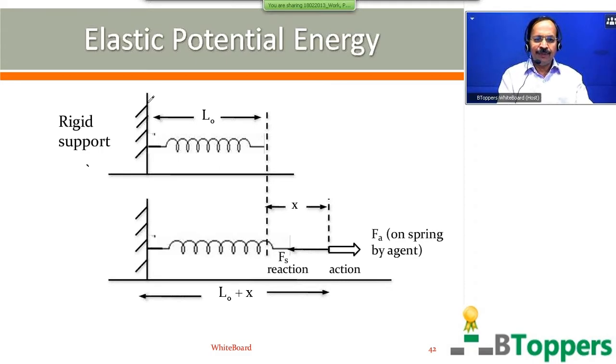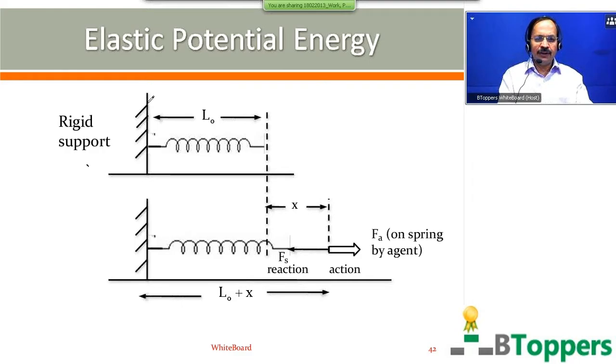So come on, copy the two diagrams. In the first diagram, I have shown the spring with its natural length L0. Left end of spring is connected to a rigid support. We assume the mass of spring to be negligible here compared to the mass of the body attached to the free end of spring.